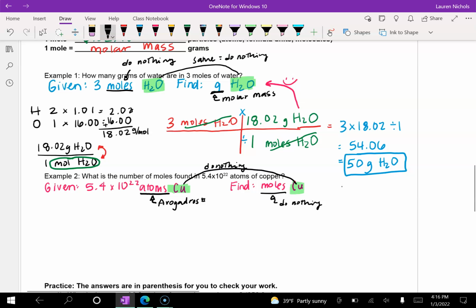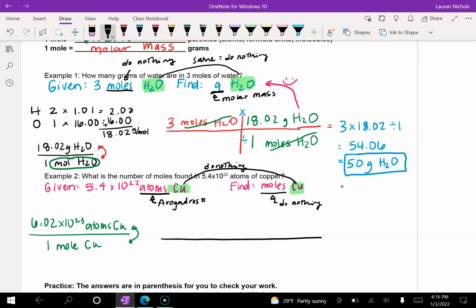So Avogadro's number, we know we're going to need that, so let's write down what that looks like as a conversion factor. That would be 6.02 times 10 to the 23 atoms of copper over 1 mole of copper, or it can be the reverse. It just depends on how we set up our problem.